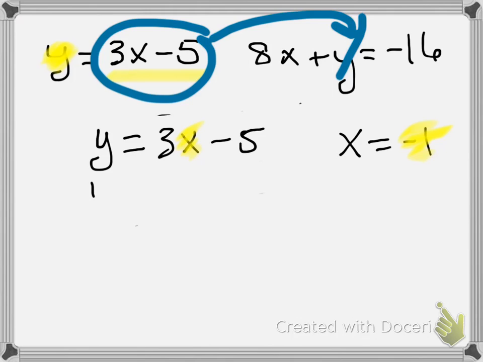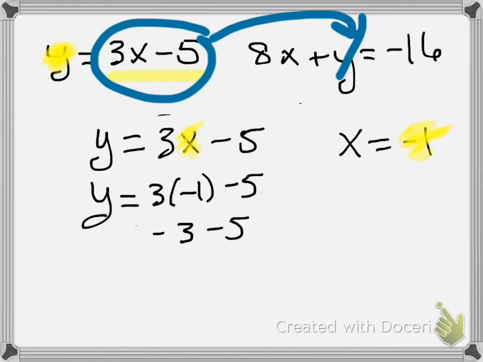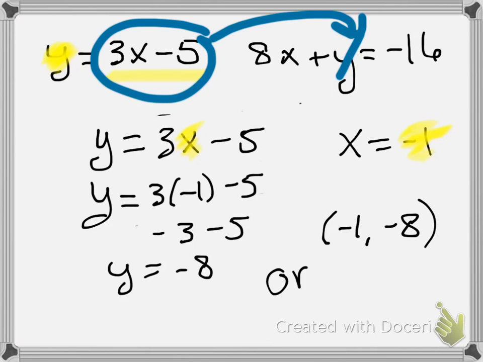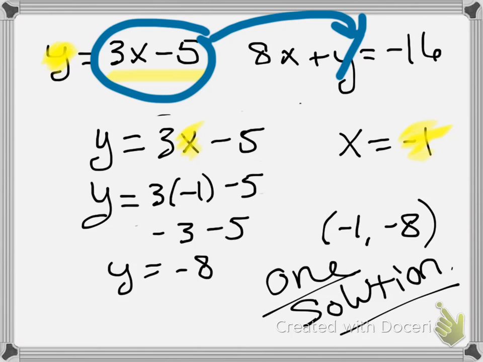So here we have y is equal to 3 times negative 1 minus 5, and 3 times negative 1 is negative 3, minus 5, which gives me negative 8. So the actual point where these two lines would cross is the point negative 1, negative 8. Because we came up with one point, we say that we would have one solution. So this graph would be consistent and independent.